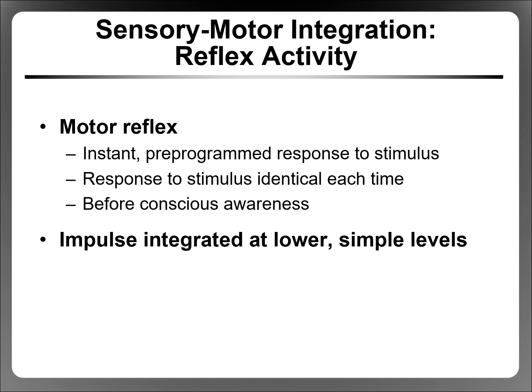Additionally, our sensory motor integration can do something called a reflex arc. Our motor reflexes are instant, pre-programmed responses to a stimulus. This response to the stimulus is going to be identical each time, and is before our conscious awareness of an event. An example of a motor reflex would be if you were to accidentally put your hand in a hot pan. You would not have to realize that you were in pain before your hand reached out and removed itself from the hot pan. This is because this impulse is integrated at a lower, simple level, typically in the spinal cord, before reaching conscious decisions in the brain.